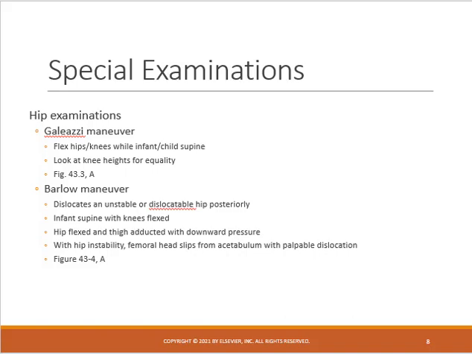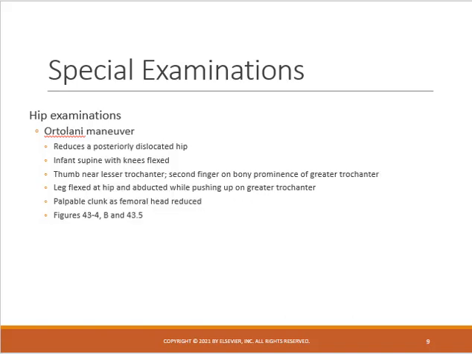When we're talking about hip exams, the first one we're going to talk about is the Gillespie maneuver, and it is to look for conditions that may cause leg length disparities. So you're wanting to look with those hips flexed and the knees bent and look at that height. And that can be found on figure 43.3a. The next is the Barlow maneuver, and that's looking for dislocation of hips. And this is usually done within the first month or so of life, and it's looking for laxity and instability of the muscles. And the next is the Ortolani maneuver.